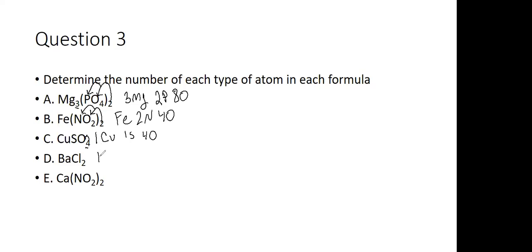Beryllium chloride, 1 beryllium, therefore 2 chlorines. Calcium nitrate, distribute that 2. 1 calcium, 2 nitrogens, 4 oxygens. So that's how, looking at any formula, we can determine the type of atom in those formulas, or how many of those atoms.